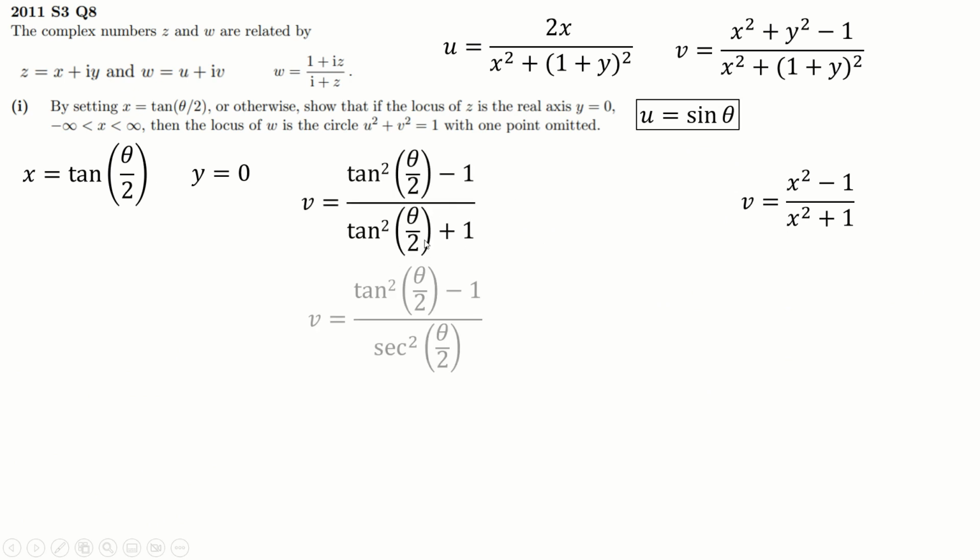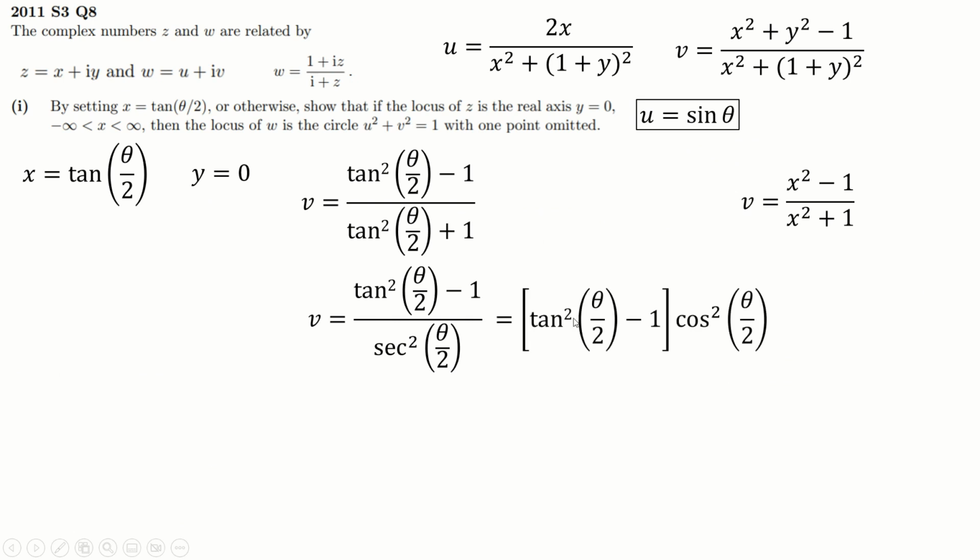And this again is sec squared, which is timesing by cos squared. Tan squared is sine squared over cos squared. The cos squareds will cancel. So this will just be a sine squared. And then, of course, minus a cos squared.